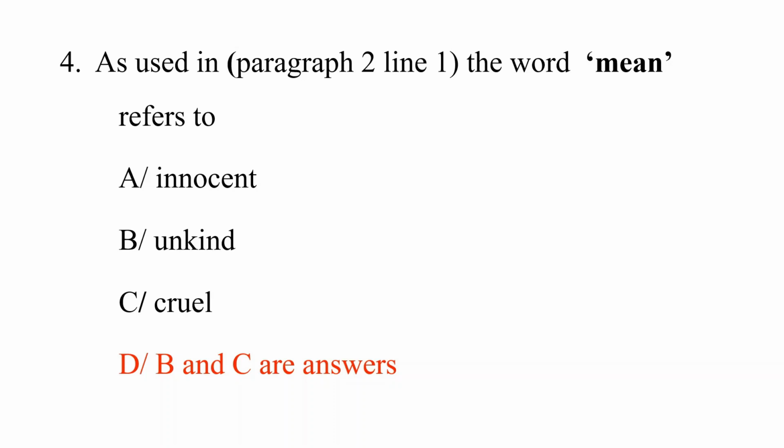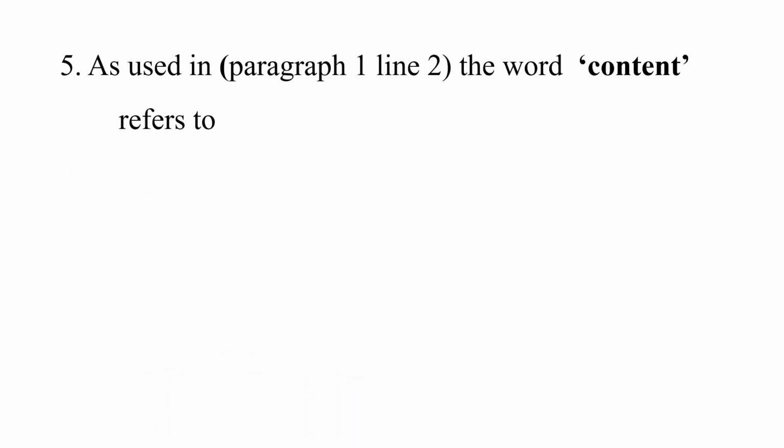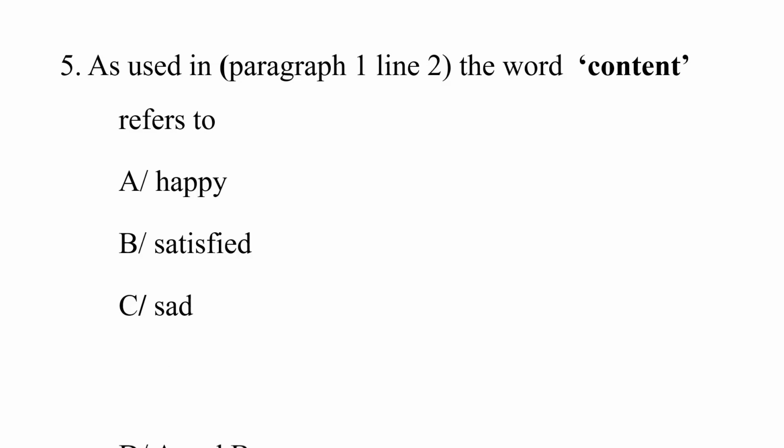Question number 5. As used in paragraph 1, line 2, the word "content" refers to: A. Happy, B. Satisfied, C. Sad, D. A and B are answers. The answer will be D, that is A and B are answers.